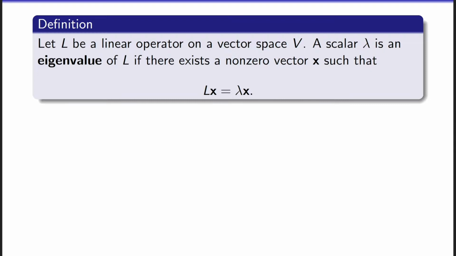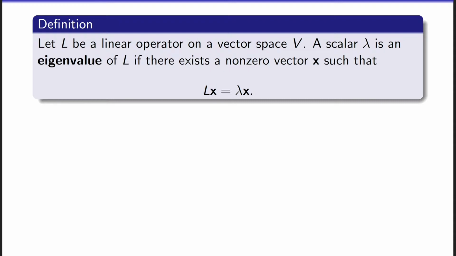We begin with the definition of an eigenvalue. Given a linear operator L on a vector space V, a scalar lambda is called an eigenvalue of L if we can find a non-zero vector x such that L acting on x is equal to lambda times x. The vector x is called an eigenvector associated with the eigenvalue lambda.